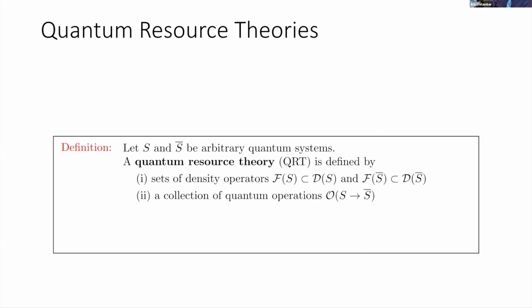Good. Now that we have that in mind, we can write down a definition for what a quantum resource theory is. It's actually just a prescription of sets of quantum states and sets of CP-TP maps. Let S and S bar be arbitrary systems. A quantum resource theory identifies a set of density operators F_S, a subset of all the density operators on S, and F_S bar, a subset of all the density operators on S bar, and then a collection of maps from S to S bar. It has to satisfy this crucial property: if I take any channel in my set of operations and apply it to an element of F_S, then I have to get an element in F_S bar.